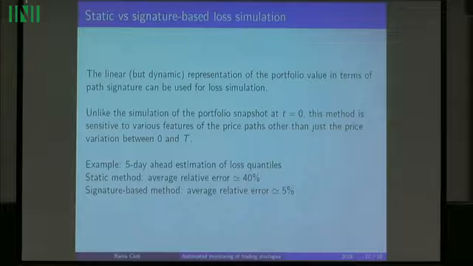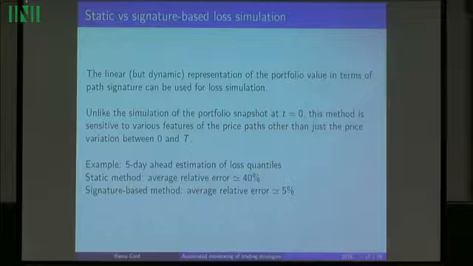saying along such and such path, this is how my portfolio will behave, because I have a way of computing the signatures of each path. Then I apply this linear combination. This gives me a linear approximation to the value of my portfolio along such and such path. So this gives a dynamic way of simulating the portfolio loss forward.